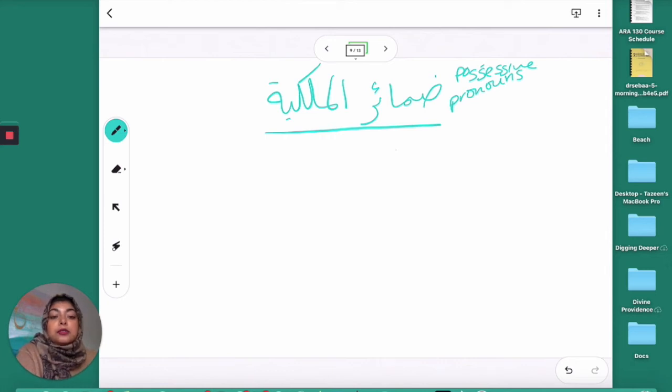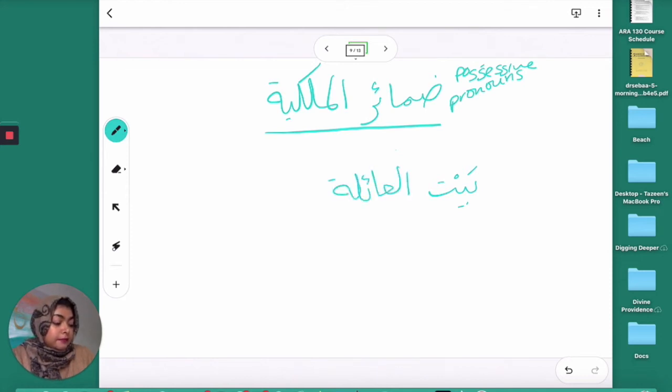So how can you take a noun and make it possessive? By adding a pronoun to it. Okay, so this is really just an extension of Idafa, because in Idafa we said what? That there were two nouns. We said ism nakira wa ism ma'rifa, right? Those are the two components that we have for this type of Idafa that we're talking about. So if I want to say, for instance, بيت العائلة, right? بيت العائلة, the house of the family, family house.